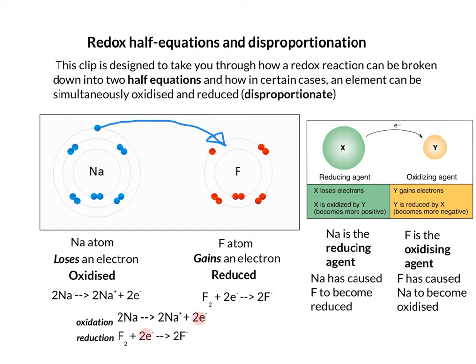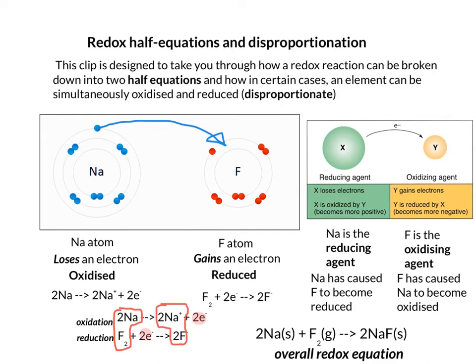So if you cancel these out and you add up all of the things that are on the left hand side to all of the things that are on the right hand side, you can now end up with an overall redox equation. So obviously sodium is a solid, fluorine is a gas, and you know that sodium fluoride would be an ionic solid, so you put the appropriate state symbols next to each species.